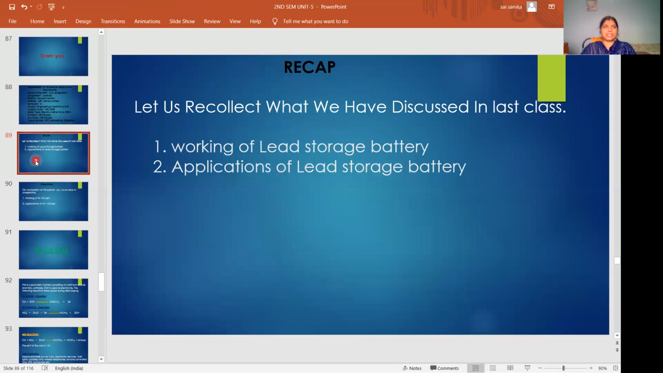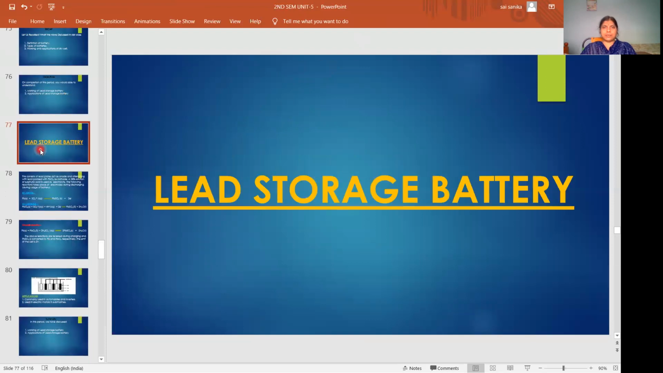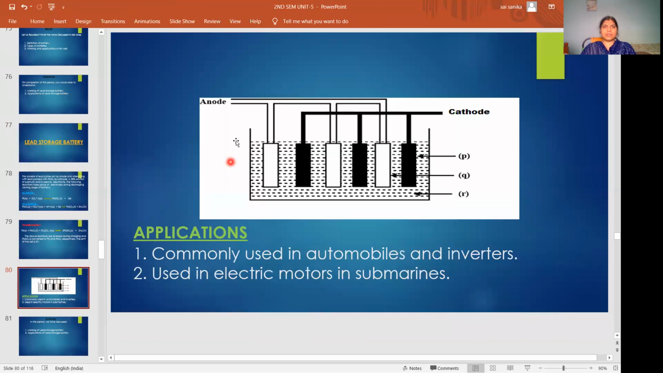It is a secondary battery. What is meant by secondary battery? It is rechargeable and reused again. How is the construction of lead storage battery? Anode and cathode are alternately arranged in an electrolytic solution. Which is anode here? Lead is anode and lead oxide is cathode. These lead plates and lead oxide plates are alternately arranged in a 38% sulfuric acid solution. This is acting as anode, this is acting as cathode.